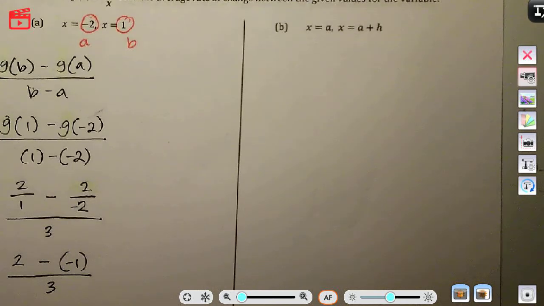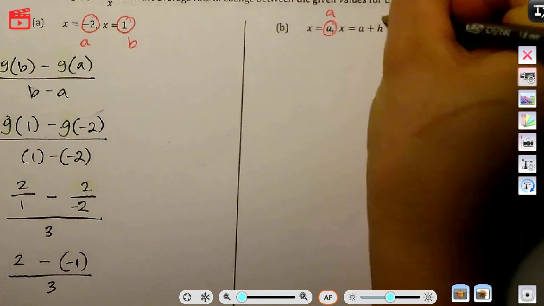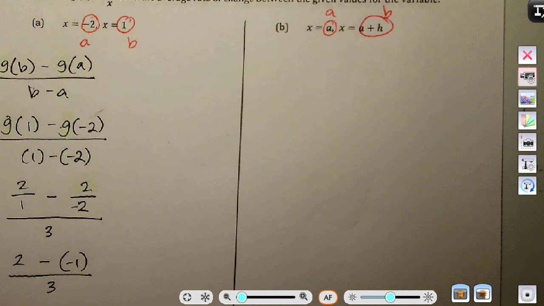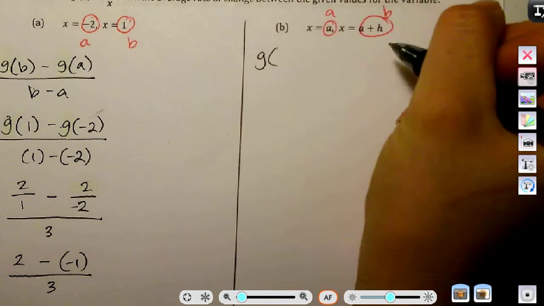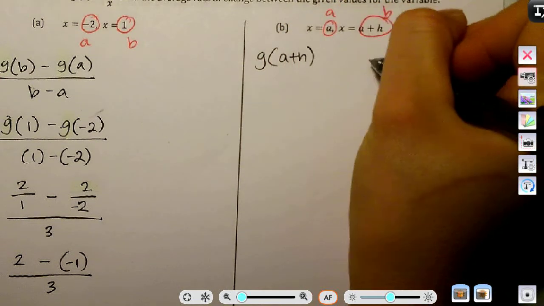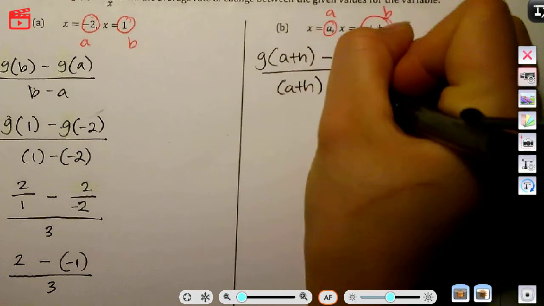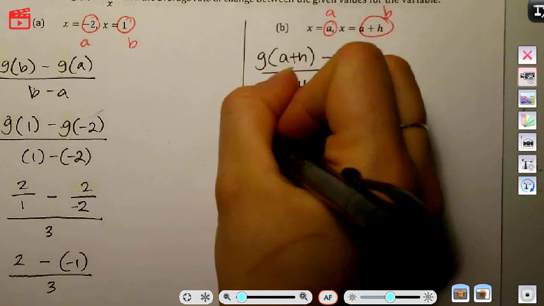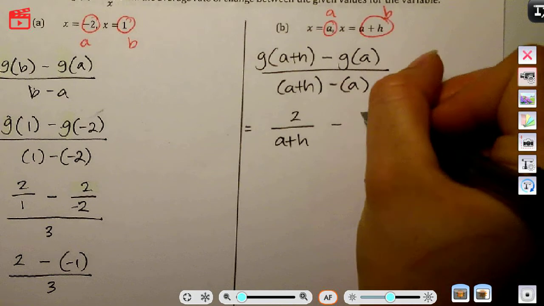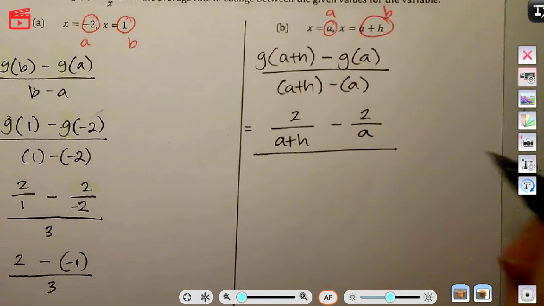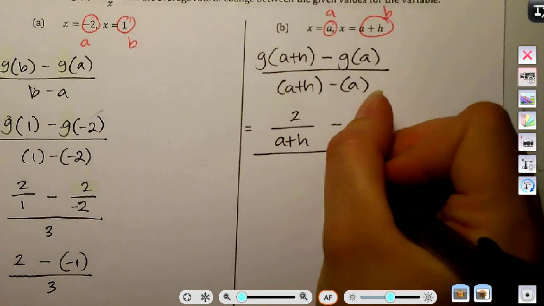Okay, and the next one, last one for this activity, or this lesson. That will be my a value, and here will be my b value. Another time we have that binomial going on. But we've worked with it before, so it shouldn't be too bad. So g of a plus h, that's my first value, minus g of a, all over a plus h minus a. And plugging them in, so this is going to be 2 over a plus h for 2 over a, all over. Well, simplifying this, that's just going to be h.